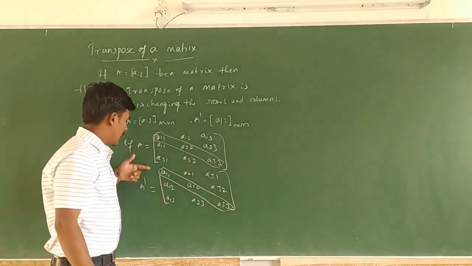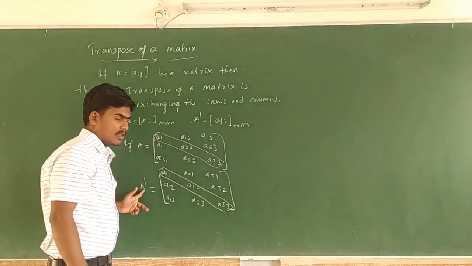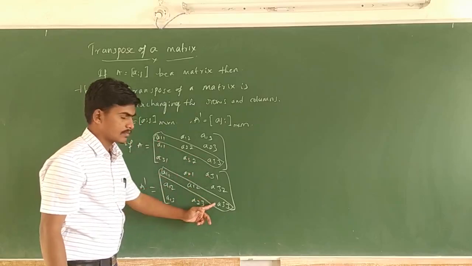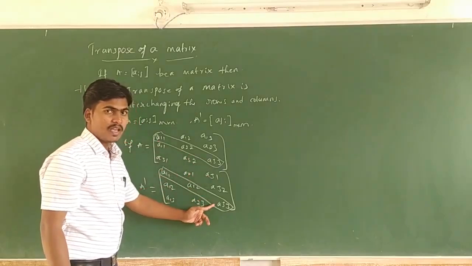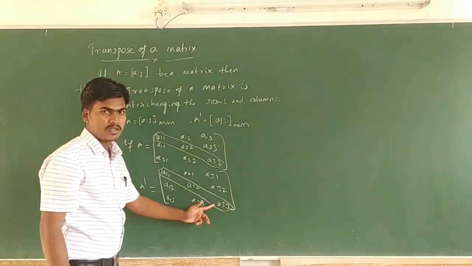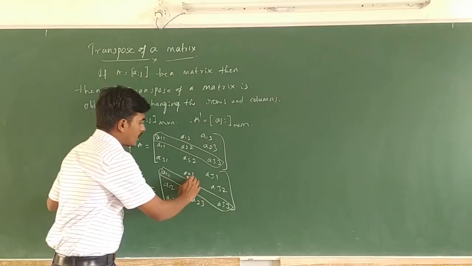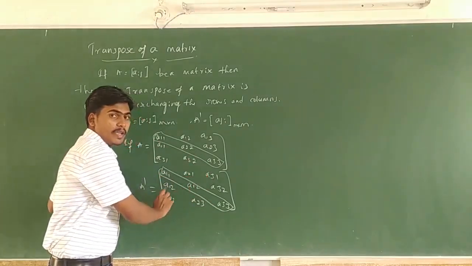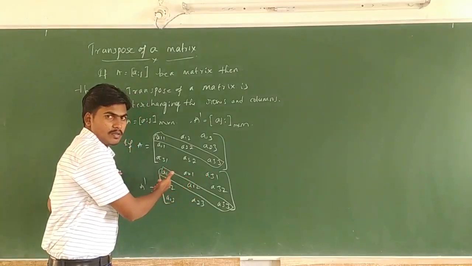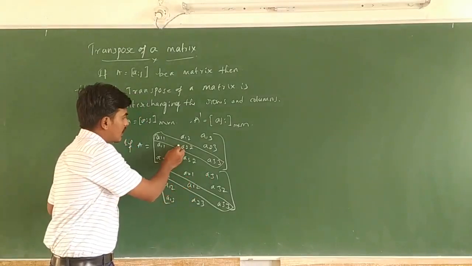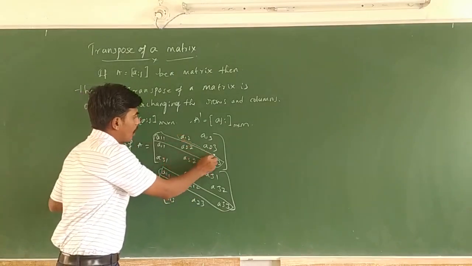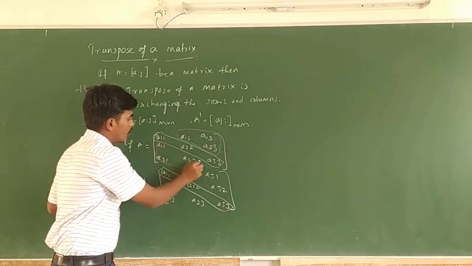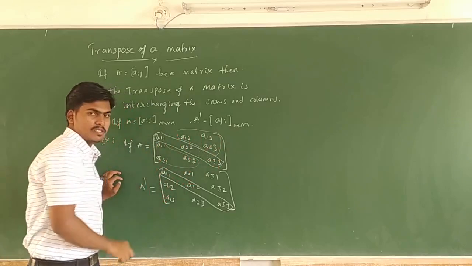Comparing matrix A and the transpose of matrix A, the diagonal elements do not change. The diagonal elements remain unchanged, but the upper diagonal elements and lower diagonal elements are interchanged. Right? The elements above the diagonal are the upper diagonal elements, and those below are the lower diagonal elements.